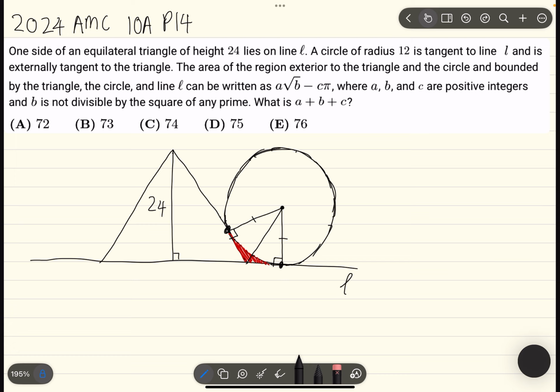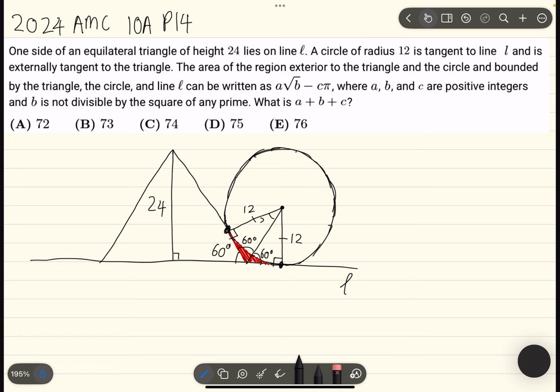Firstly, we know that the circle has radius 12, so these 2 sides are both 12. Then we only need to find this side, right? Because base times height divided by 2 is area. So how do we find the base of these 2 triangles? Well, let's see. We know that this is an equilateral triangle and this is 60 degrees. And since these 2 angles are equal because of being congruent triangles, these two angles are also 60 degrees. So that makes life a whole lot easier.